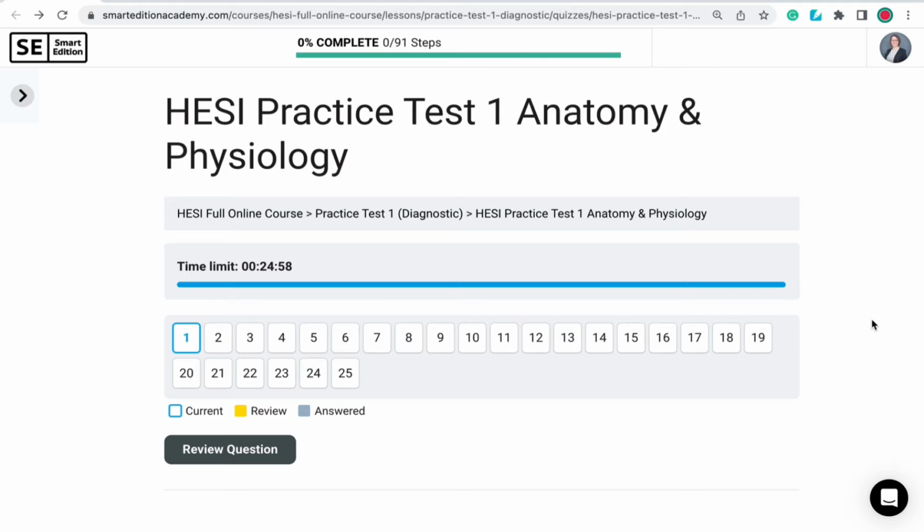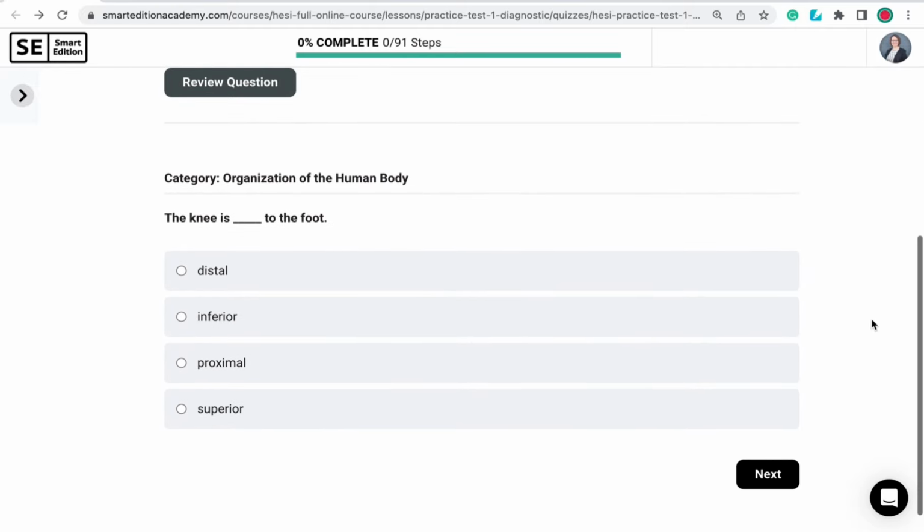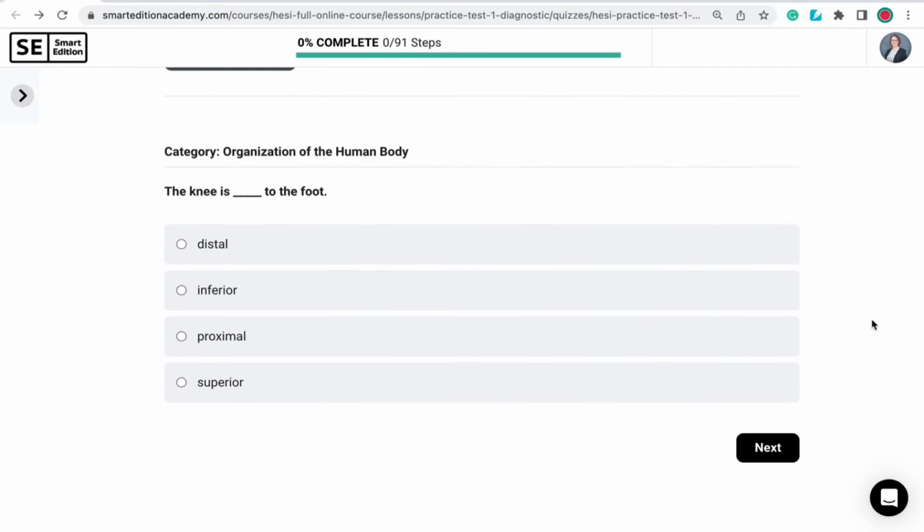So for this test, we have 25 questions in 25 minutes. So our first question is, the knee is blank to the foot. Is it distal, inferior, proximal, or superior?